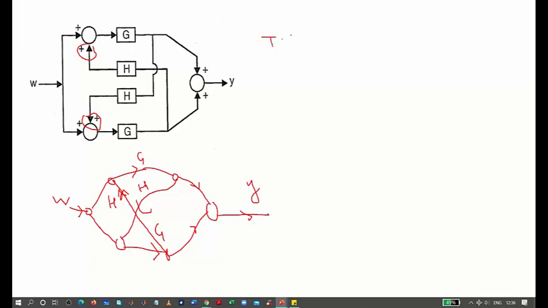and in order to find the transfer function you can apply Mason's gain formula, which says that the transfer function is summation P_k delta_k by delta. So you'll have to identify the number of forward paths. In this case, there are in total 4 forward paths. So P1 is 1 into 1 into G into 1. So these are all one gain. Gain is 1 here.